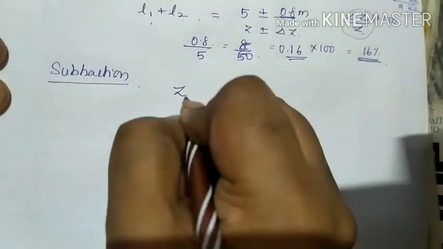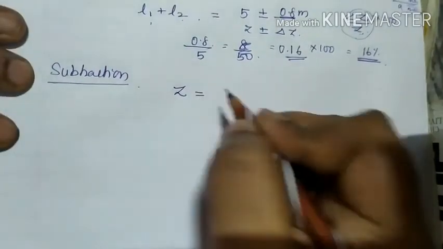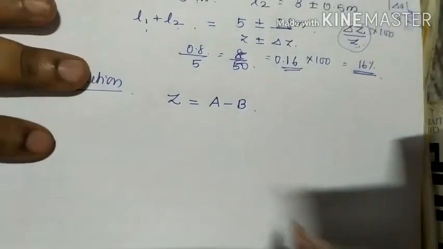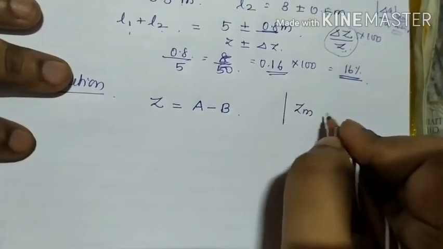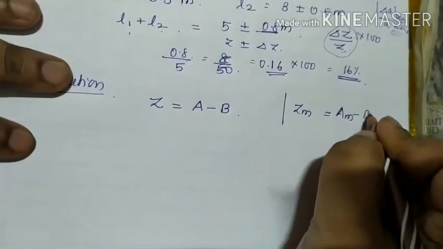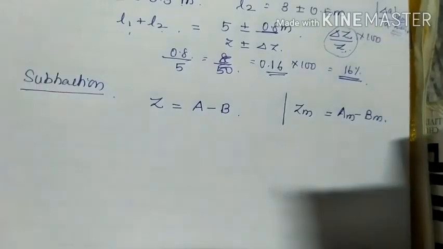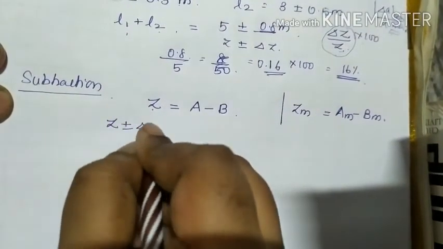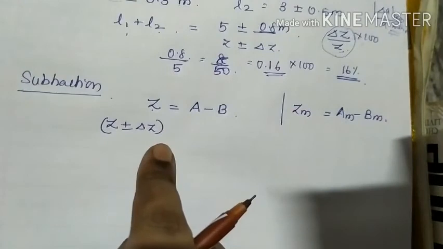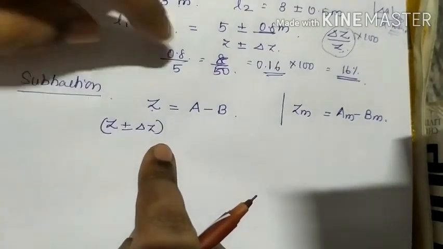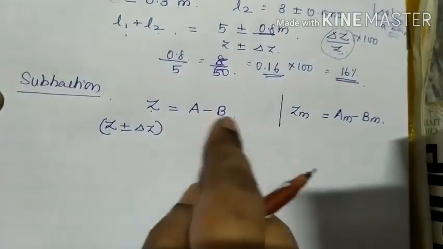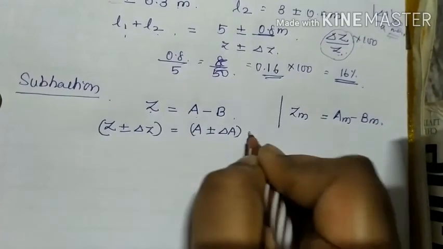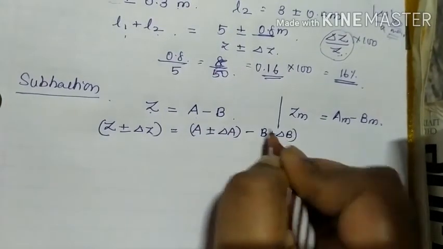For subtraction, I'm going to write Z. The true value of the resultant is equal to A minus B. And the measured value of Z will be equal to the measured value of A minus the measured value of B. Now Z can be written as Z plus or minus delta Z. Any resultant will also carry forward the error made in the measured values of A and B. So A can be written as A plus or minus delta A, minus B plus or minus delta B, just like the previous case.